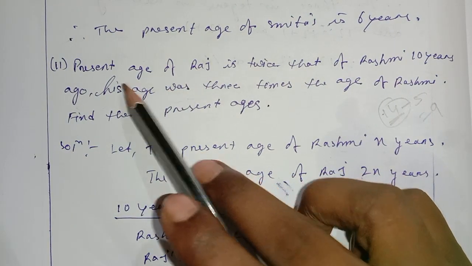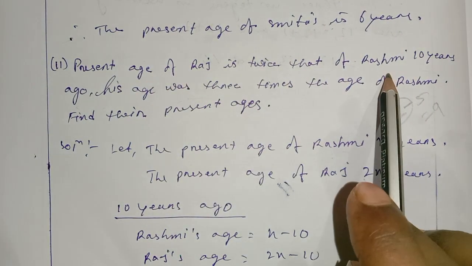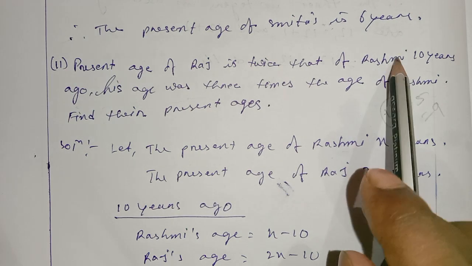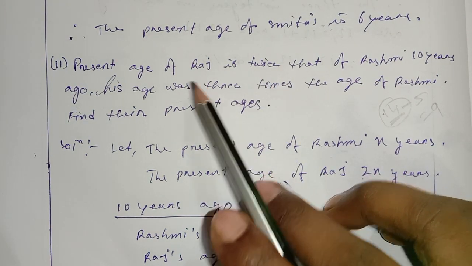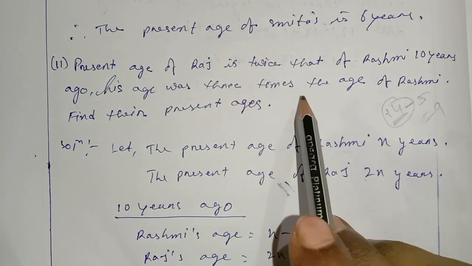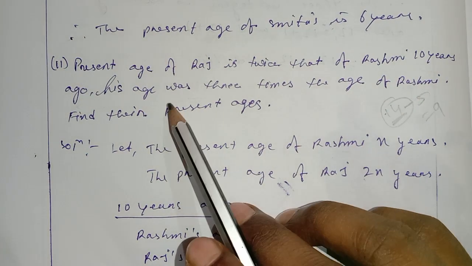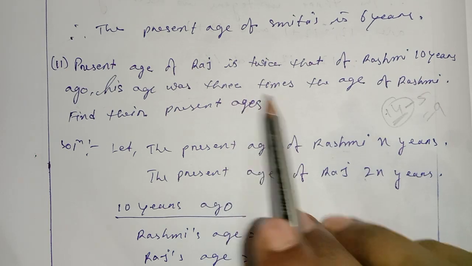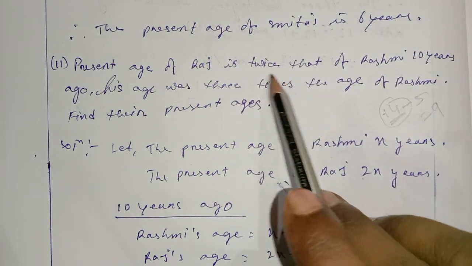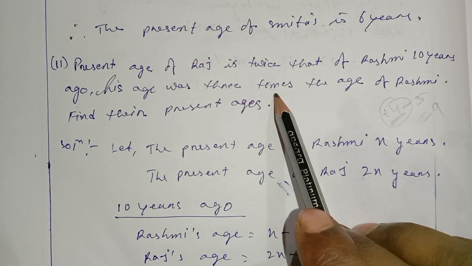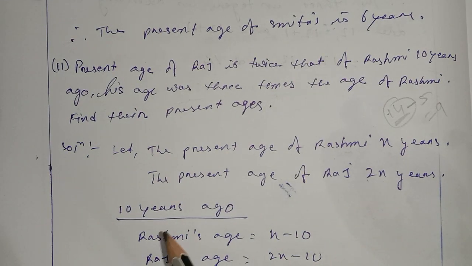Again one condition: the present age of Raj is twice that of Rashmi. Whatever Rashmi's age is, Raj's is double. Next, 10 years ago his age was 3 times the age of Rashmi. That means you have to multiply with 3. Whenever times is given, you have to multiply. Okay, then let's start the solution.